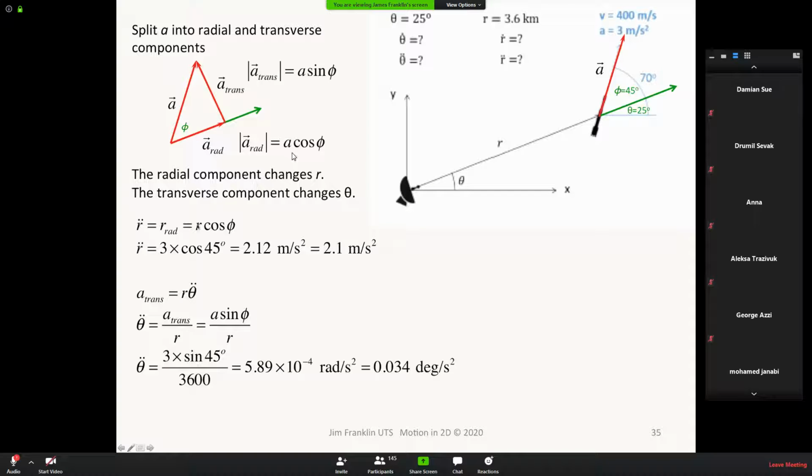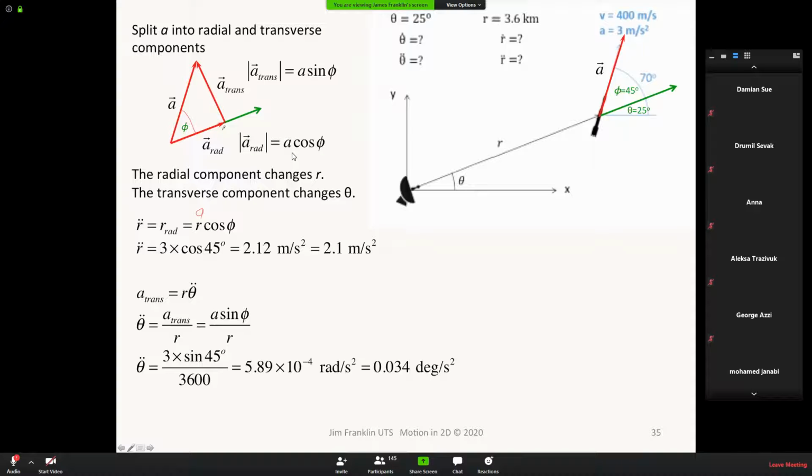That should be A. Whoops, excuse me. There's a mistake here. That is A cos phi. That'll be the radial component, A cos phi. Because we want this side of the triangle. This side is A. Angle in there is phi. So this side of the triangle is going to be A times cos phi. So that's going to be 3 times cos 45 degrees. Multiply that out, we get 2.1 meters per second squared.